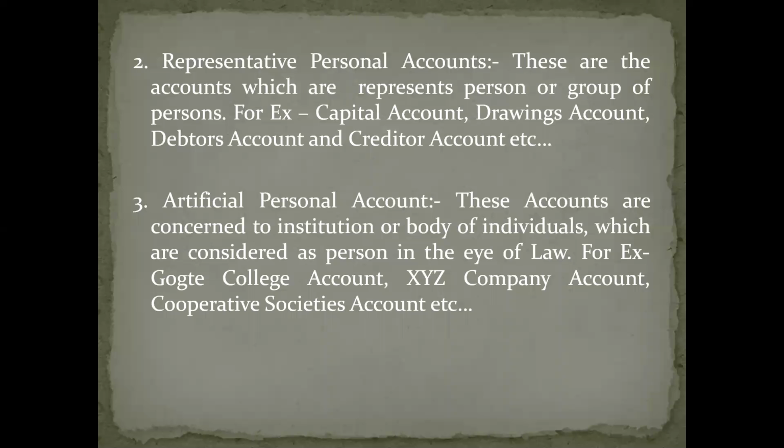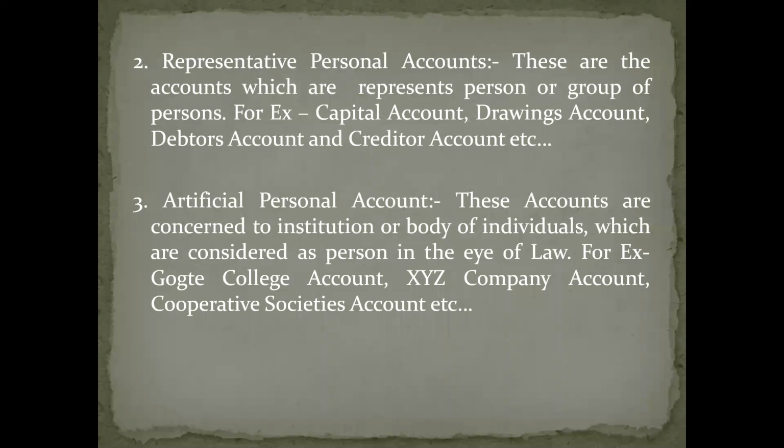Then next one is artificial personal account. Artificial personal account is a personal account which deals with companies, institutions, body of individuals like cooperative societies, NGOs. Understood? Rotary Club. Then even you can take example of certain departments, like BSNL, Bharat Sanchar Nigam Limited. These all are artificial persons. Just keep in mind, artificial personal account is an account which deals with artificial persons like company, institution, firms, NGOs, or body of individuals or cooperative societies, etc.